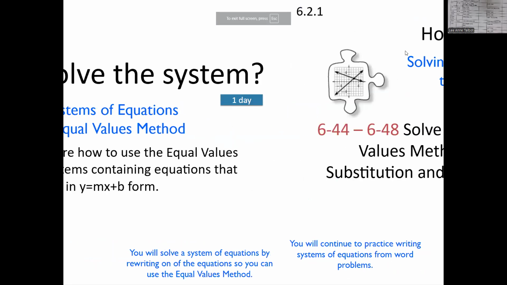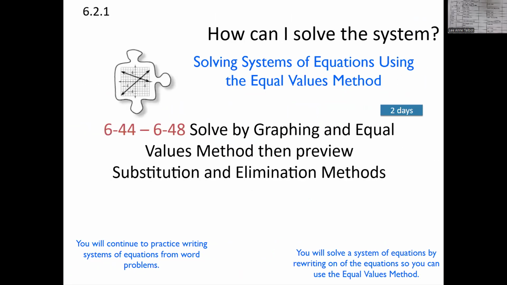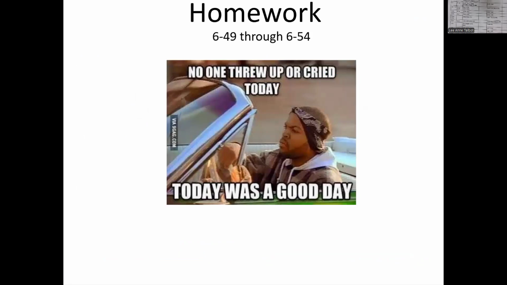Okay, so today we're going to do solve by graphing and equal values method again. And then we're going to preview substitution and elimination methods, which is where this chapter is going. And homework is 49 to 54.